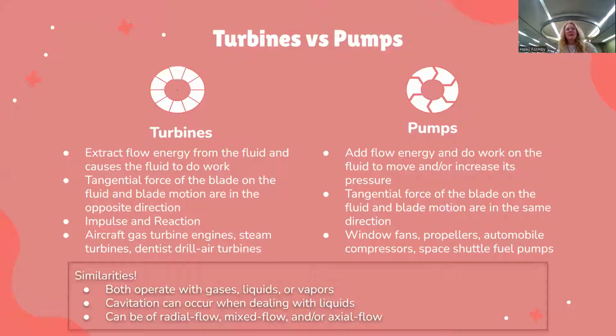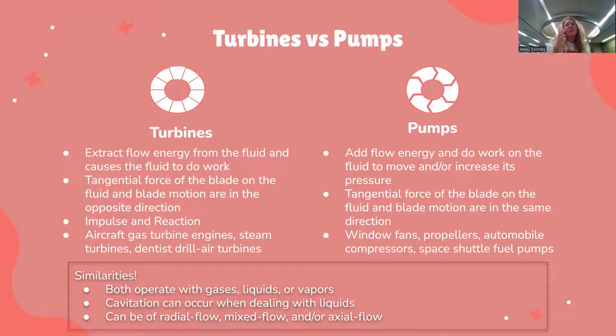Okay, now we're going to talk about the differences between a turbine and a pump, since both of them, you can see, are in different turbo machines, depending on whichever one you're looking at. So for turbines, they extract flow energy from the fluid and cause the fluid to do work onto the rotor blades. The tangential force of the blade on the fluid and the blade motion are in opposite directions in this case, if you're looking at it from a force diagram.